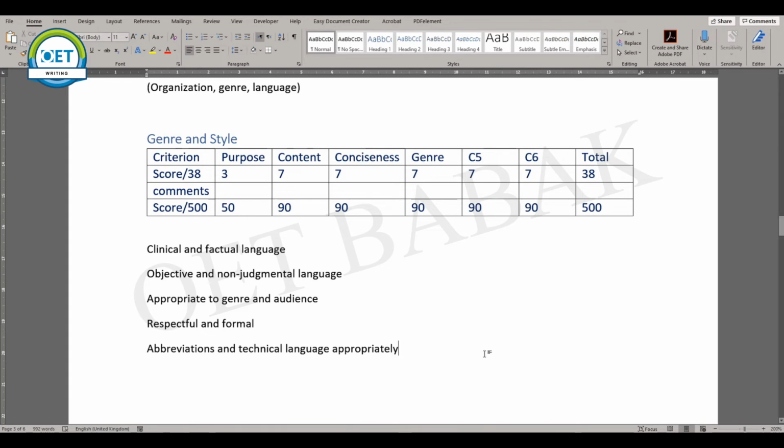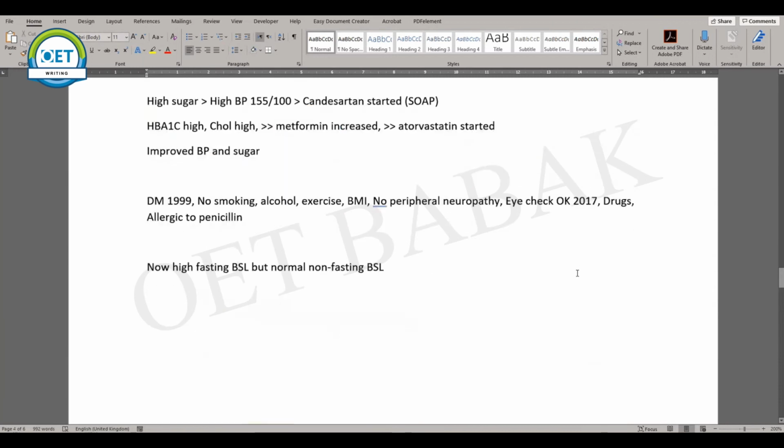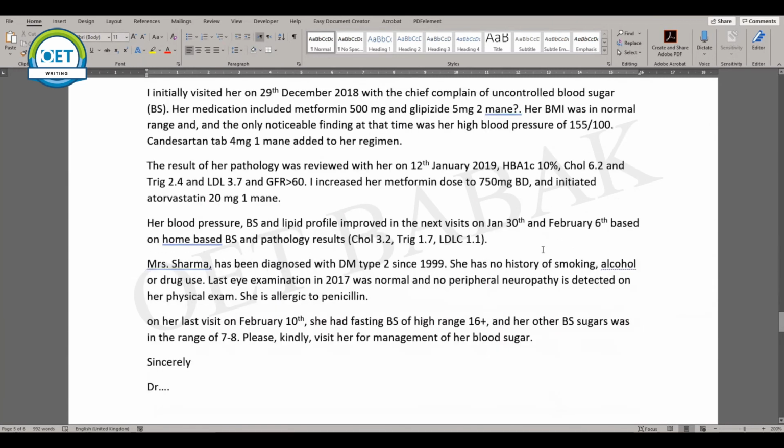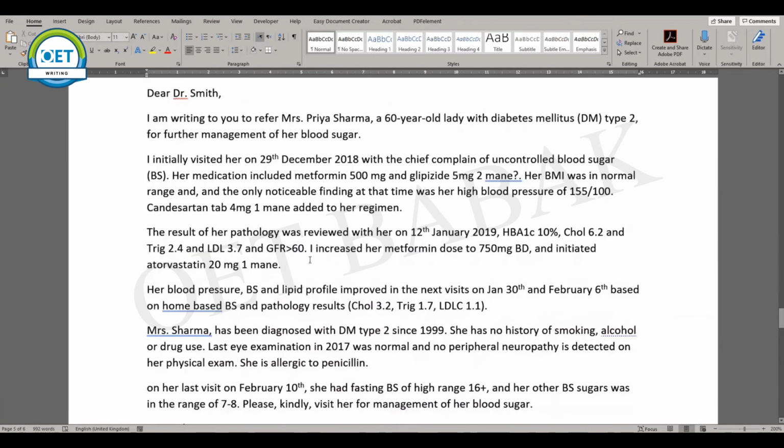So in other words, what is clinical and factual language? Using technical words, not the general population's words for the description of everything we are describing. Okay, so basically, you say here, I increased her metformin dose from 750 BD and initiated atorvastatin 1 month.